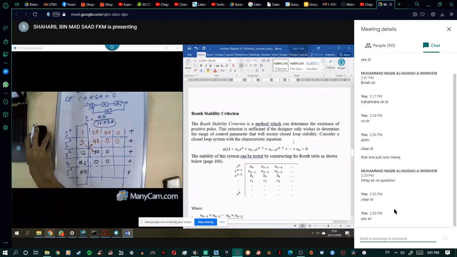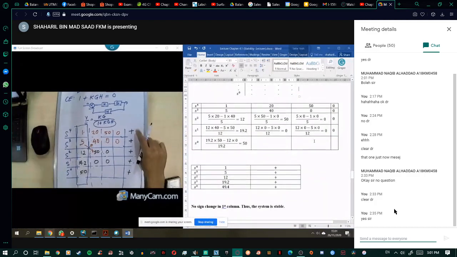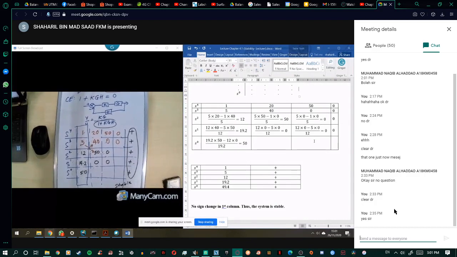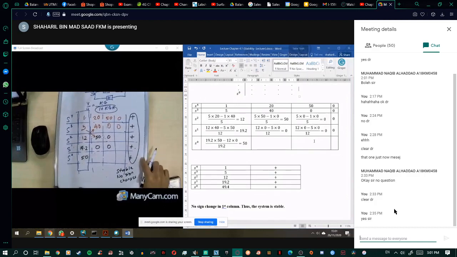The root criterion method determines this. That means when you look at all the signs for the first column, there are no sign changes. That means you can say that your system is stable because there are no sign changes in the first column. Alright, so far so good.